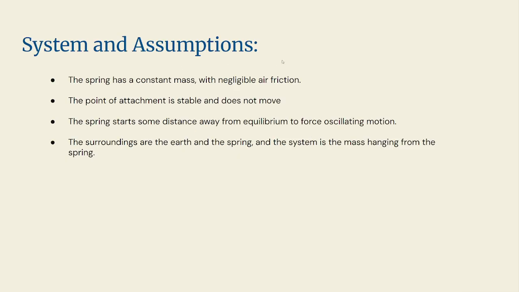Start with the system and assumptions. The spring has a constant mass with negligible air friction. The point of attachment is stable and does not move. The spring starts some distance away from equilibrium to force oscillating motion, and the surroundings are the earth and the spring, and the system is the mass hanging down from the spring.